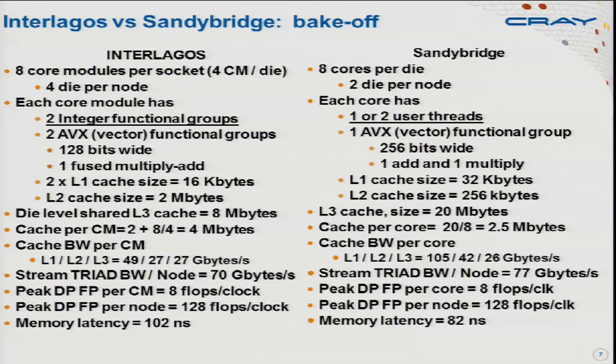So on the left-hand side, Interlagos had 8 core modules, is the term that we came up with, per socket. But those core modules were split, with 4 core modules per die. Right-hand side, Sandy Bridge, 8 cores per die. And there's only 1 die per socket, right? Next one, 4 die per node on Interlagos, because we have 2 sockets, 2 dies per socket. On Sandy Bridge, only 2 die per node. Again, this is repeating what I just said. Fewer die means fewer NUMA nodes, is a term that people use fairly often as well.